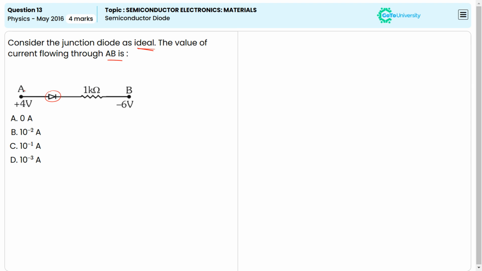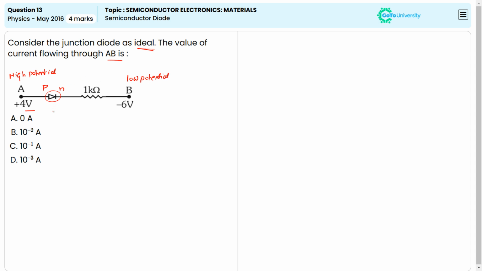Here, if you observe the value at A, it is plus 4 volt, and the value at B is minus 6 volt. Then I take this as the P junction and this as the N junction. In the P junction, the plus 4 value is greater than the N junction, that is minus 6. Then I can take this as the high potential, and this as the low potential.